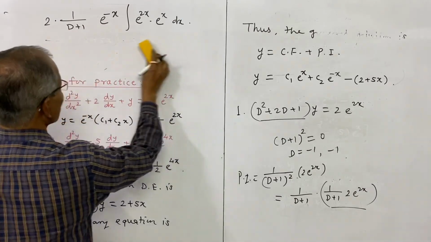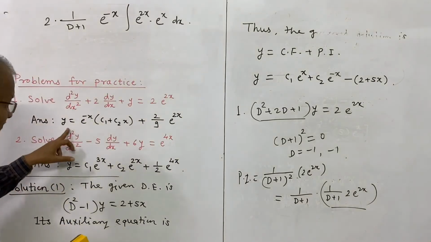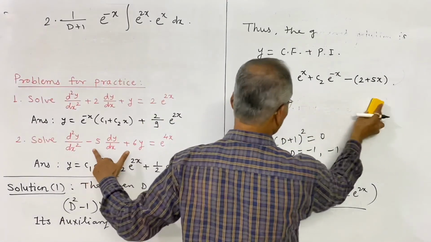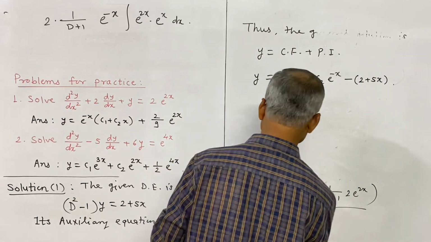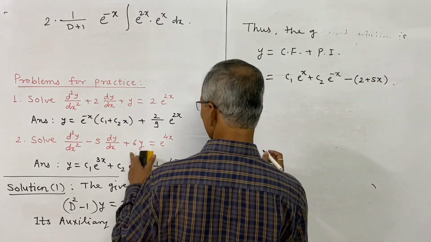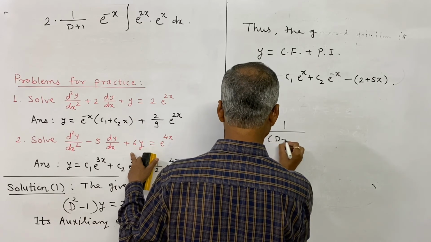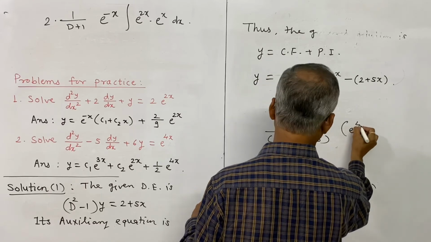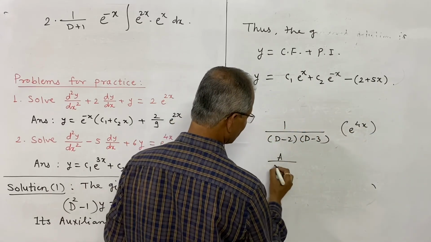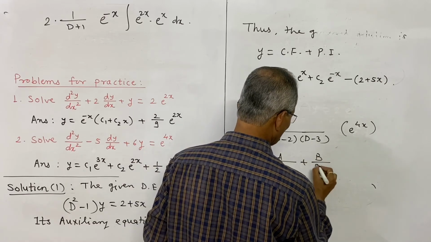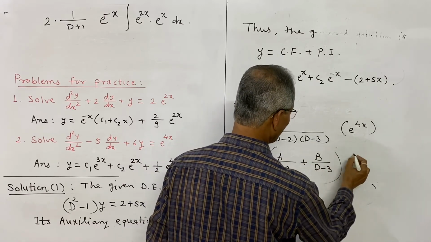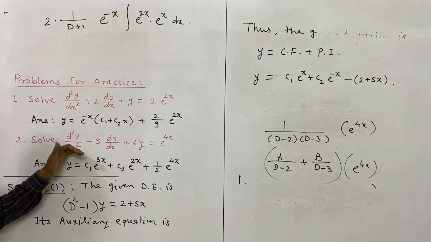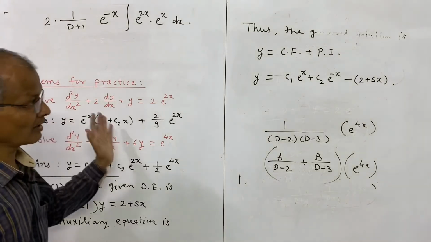So in this way we can solve the first problem, and for the second one it is factored into two distinct factors and use partial fractions. Actually it will be D square minus 5D plus 6. The factors are D minus 2 and D minus 3 operated on e power 4x. Express this into partial fractions and get the values of A and B, operate it on e power 4x, and solve the second problem by the second method that we have solved earlier.